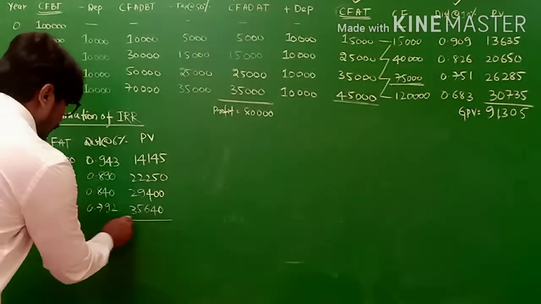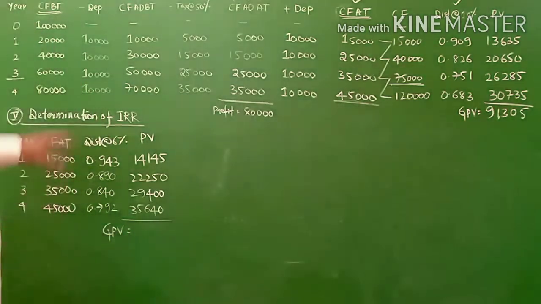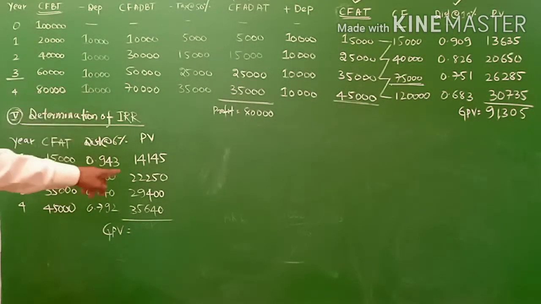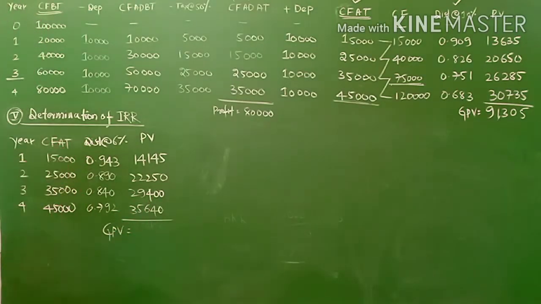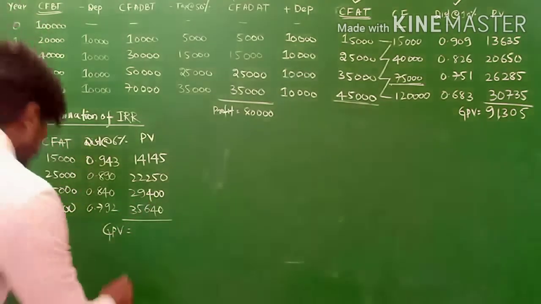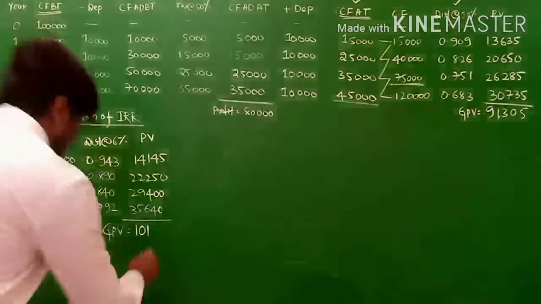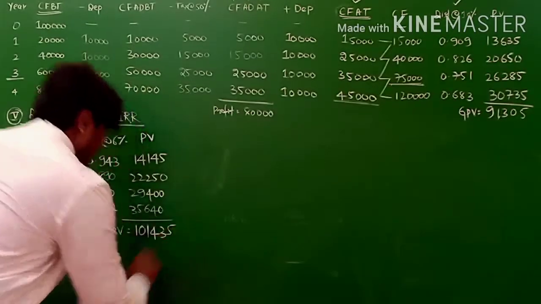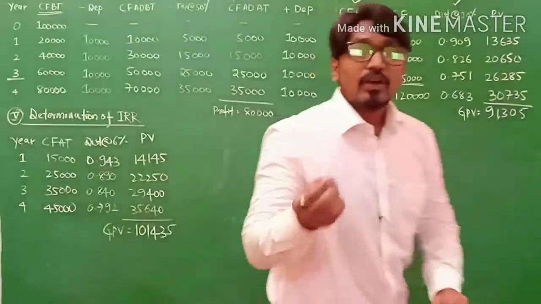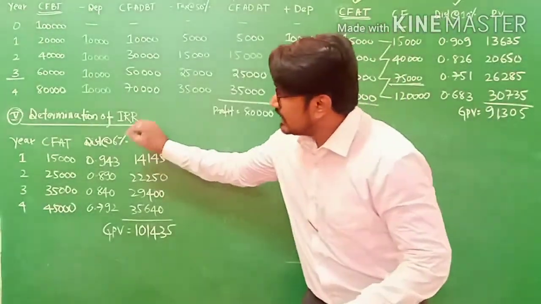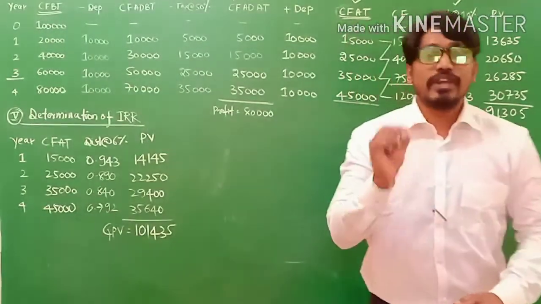So likewise you have to calculate gross present value, GPV. If you add these 14,145, 22,250, 29,400, 35,640, you will get 1,01,435. See, this is slightly increased, slightly greater than 1 lakh. So this is the lowest rate, my friends. So lowest rate and highest rate is very important.